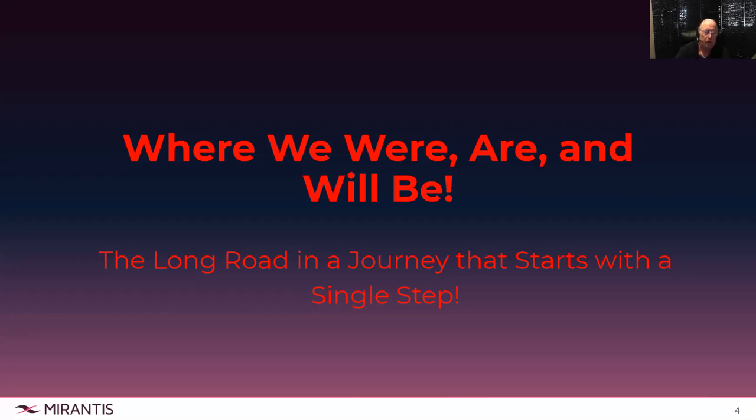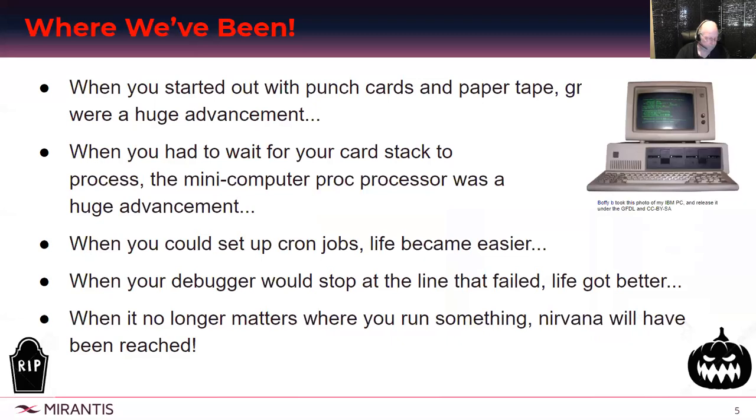So let's start with where we were, are, and will be. When you started out doing things with punch cards and paper tape, finally the green screen became a really fantastic advancement in computing history. Having to wait for a card stack to process versus a minicomputer processor running it was a huge advancement when it got there. And when you could set up cron jobs, so you didn't have to sit there and watch it start off and finish, that was even better.